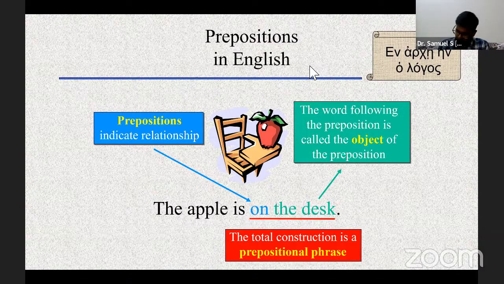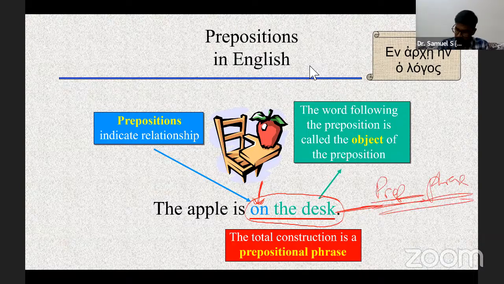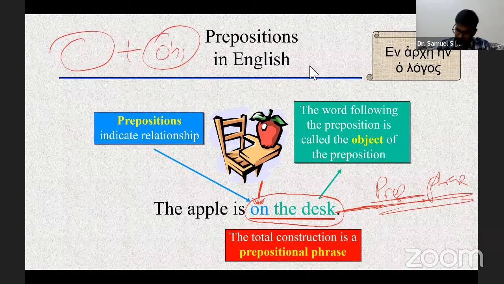The total construction of the preposition itself combined with the object is called a prepositional phrase. Prepositional phrase. So every time we use the term prepositional phrase, it includes both the preposition combined with the object.